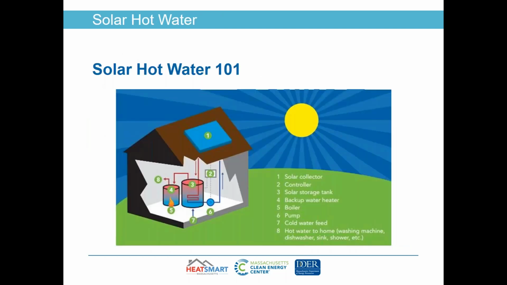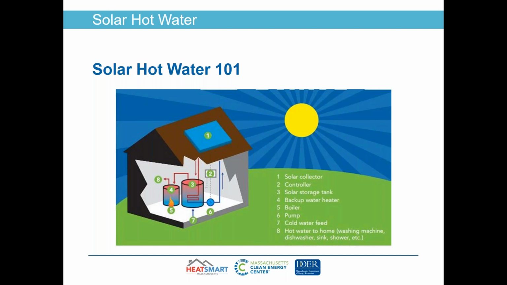All right, so now let's move into solar hot water. Solar hot water is a fairly simple technology. In essence, what you're doing is heating a fluid that then heats water in a thermal storage tank, an insulated hot water tank. And then that hot water is pumped to the various places you might need it in your house. These systems tend to supply 50 to 80% of your annual hot water needs.